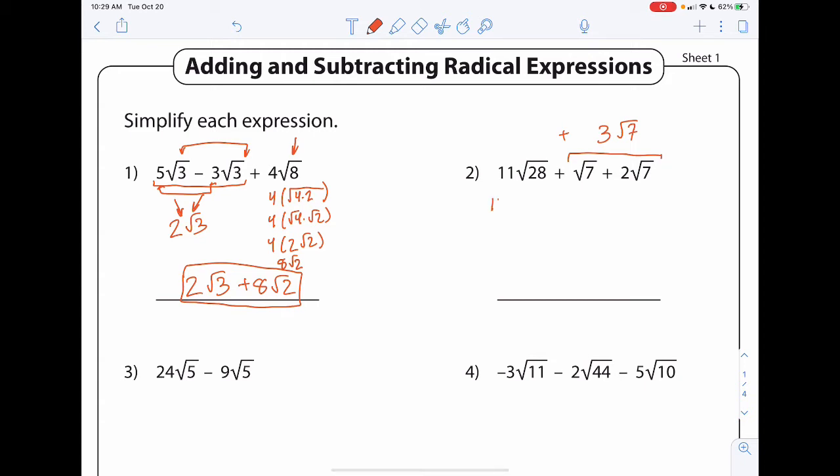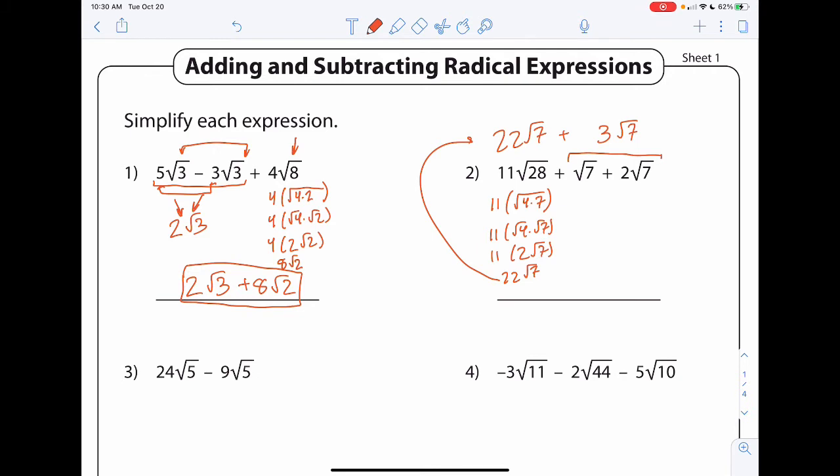So the 11 on the outside stays the same. The radical symbol stays the same. But instead of 28, I'm going to write 4 times 7, which is equal to 28, but 4 is a perfect square. So I'm going to say 11 times the square root of 4 times the square root of 7. The square root of 4 is 2, so this would be 11 times 2 radical 7. So now I'm going to have 22 radical 7. And that's really nice because I wanted it to be a radical 7. So this would be 22 radical 7 plus 3 radical 7, which will give me as my answer 25 radical 7.